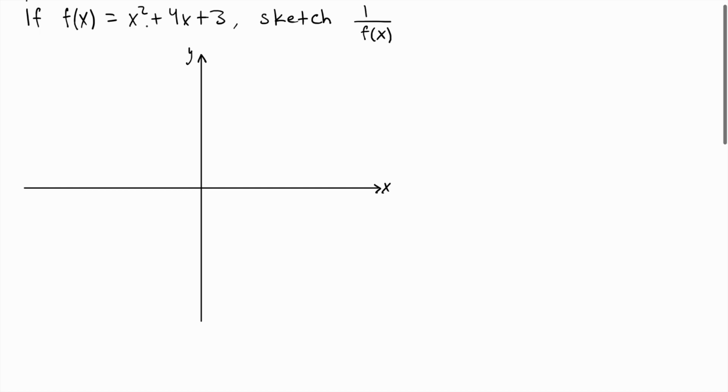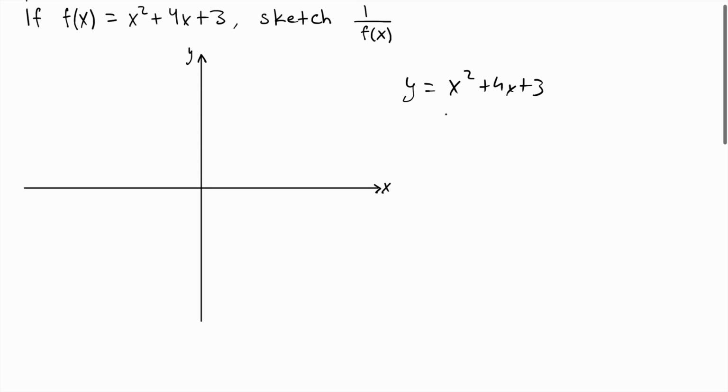If f of x is equal to x squared plus 4x plus 3, sketch 1 over f of x. What I would do in this situation is first sketch the graph of f of x, and that is simply a quadratic graph. So I would write y equals x squared plus 4x plus 3, and then factor this to find the x-intercepts.